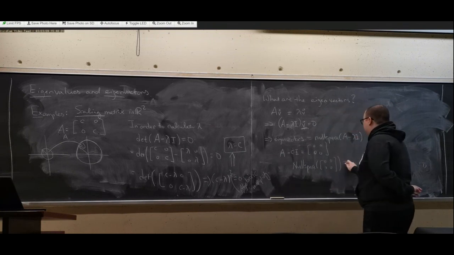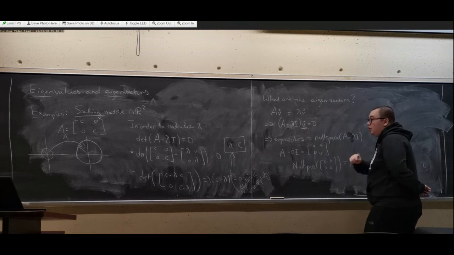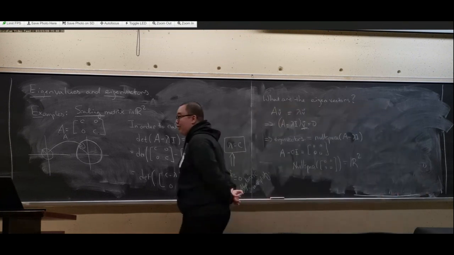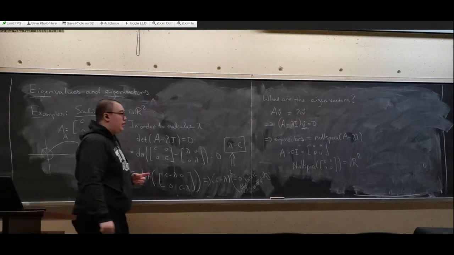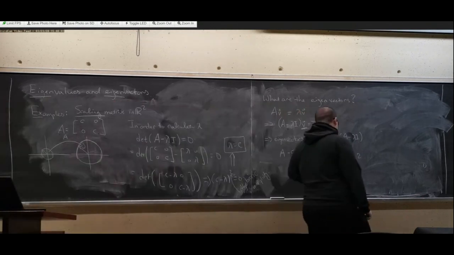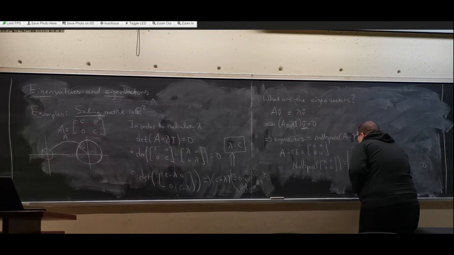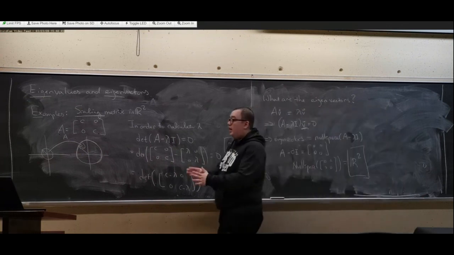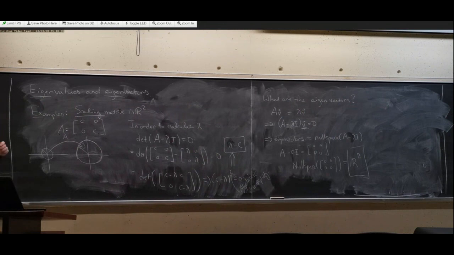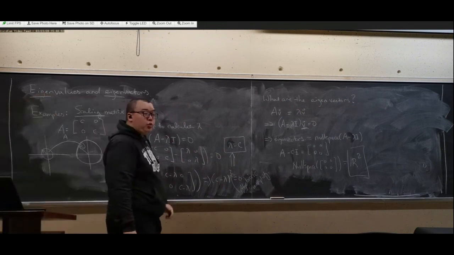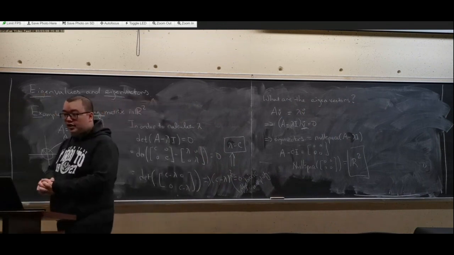Well, the null space of the matrix is just the entirety of R2. Everything multiplied by the 0 matrix is going to give you 0. So yes, the eigenvectors in this case would just be the entirety of R2, as we expected. Every single vector in R2 does not change direction after we multiply by this matrix. Any questions? So this is a very simple example.